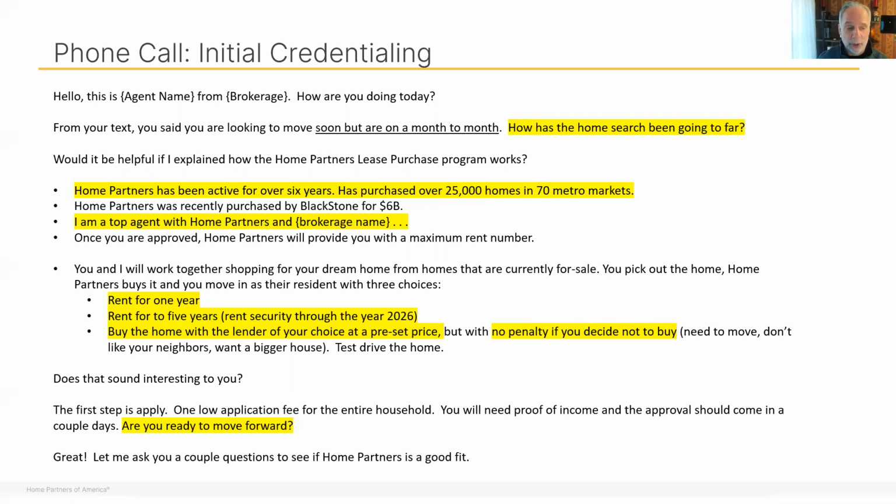And then I want to switch over to me. I am a certified Home Partners agent. I am the best of the best. I've been doing this for a long time.